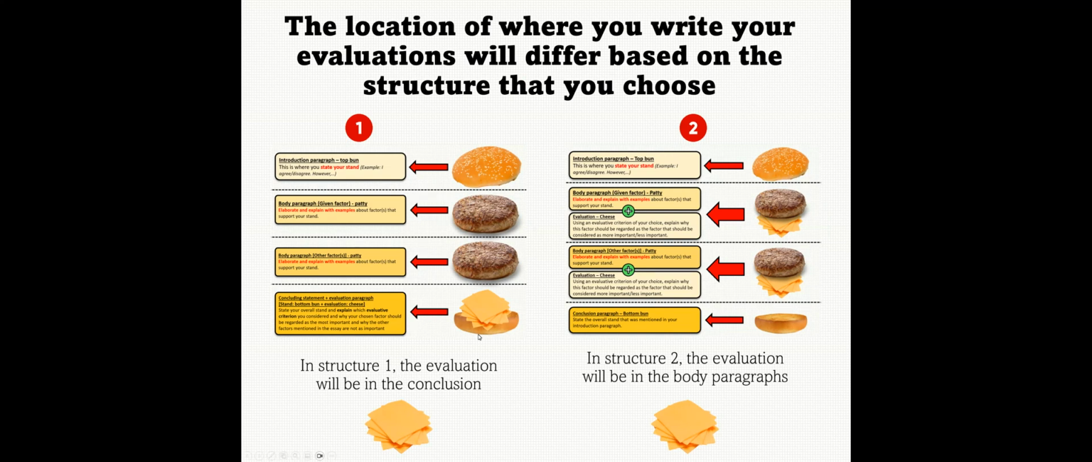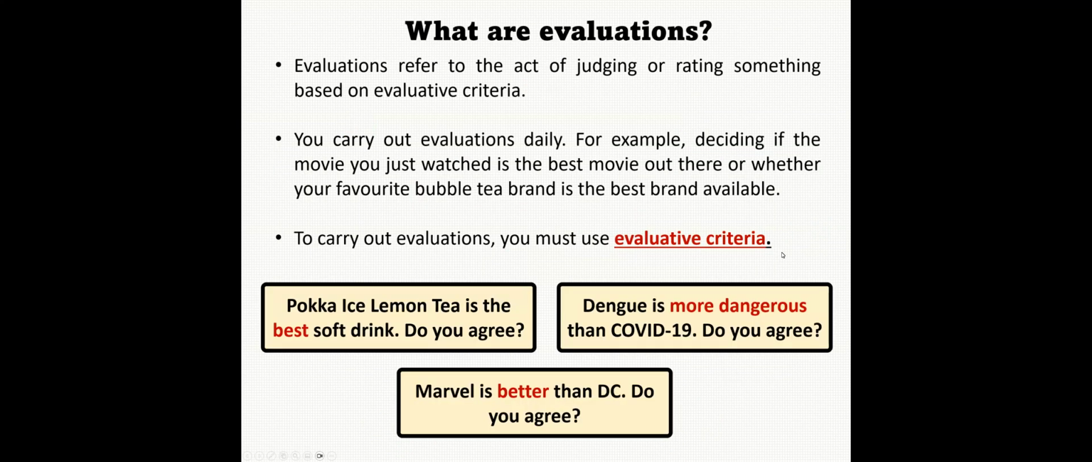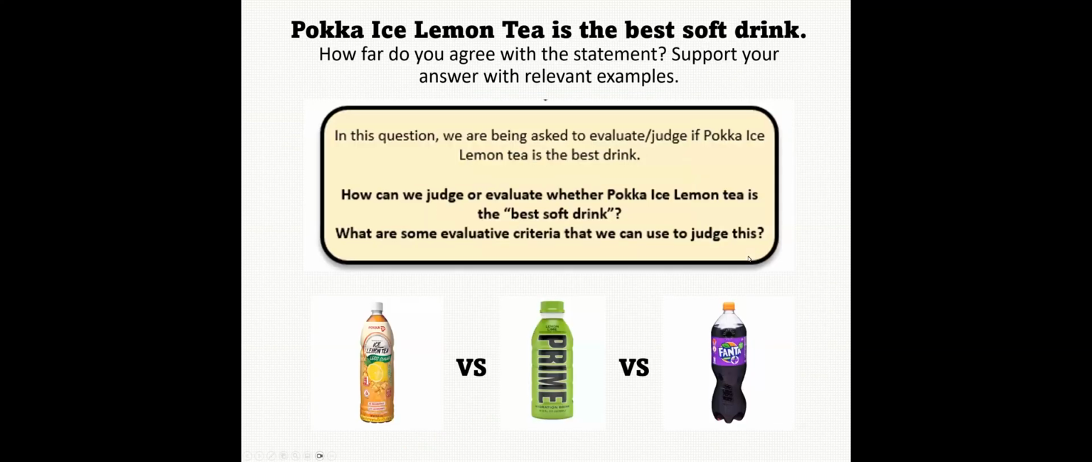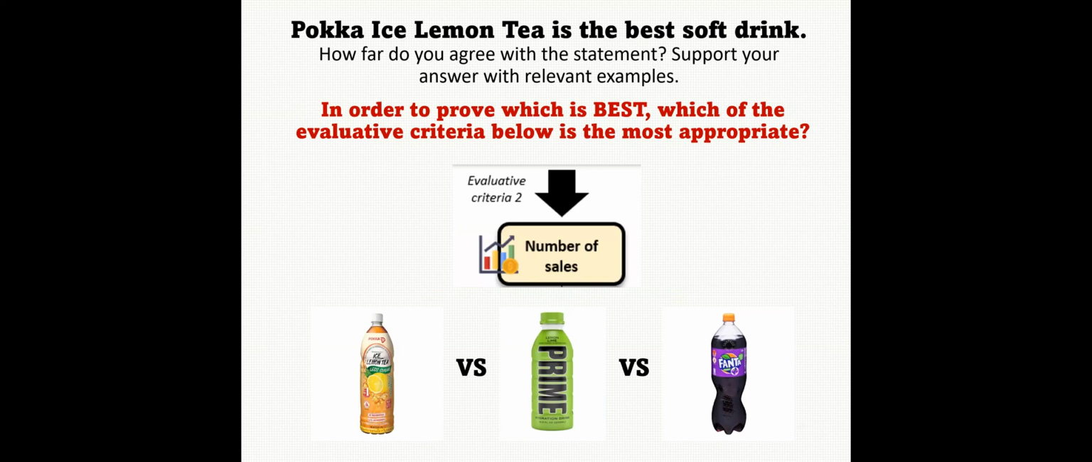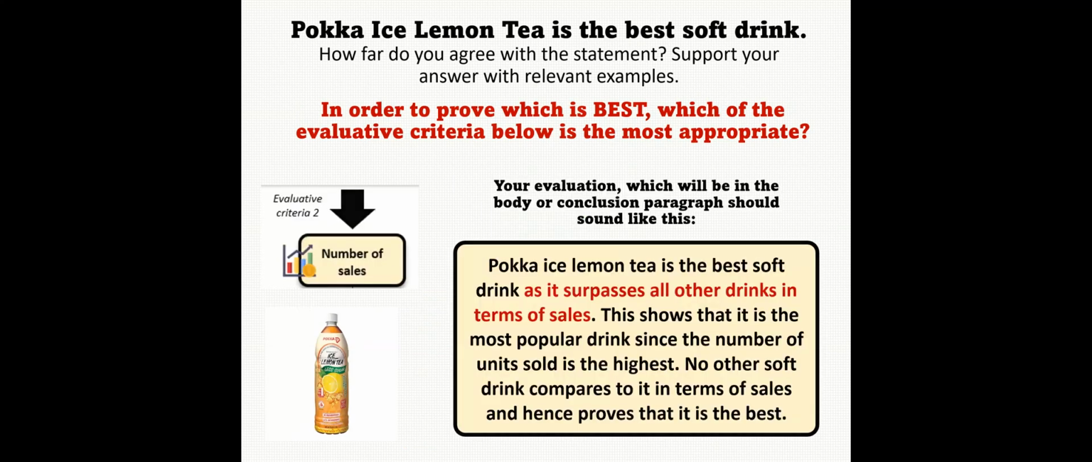So in structure 1, evaluation will be at the end with the conclusion. But in structure 2, you will include the cheese with the patties. All right, so we've already seen this. So I'm going to just skim through whatever that we have done over here. If you need to rewatch this part, please go and revisit the earlier videos. So we've already seen this.